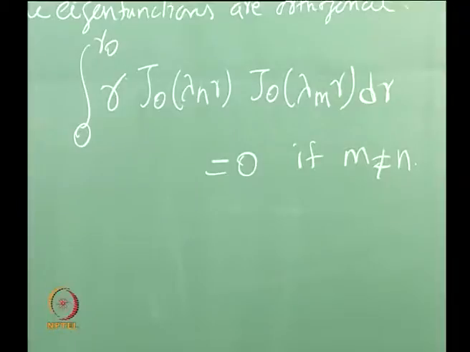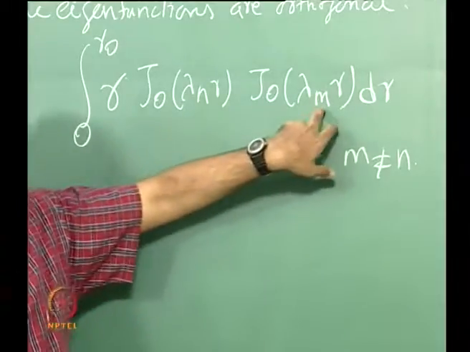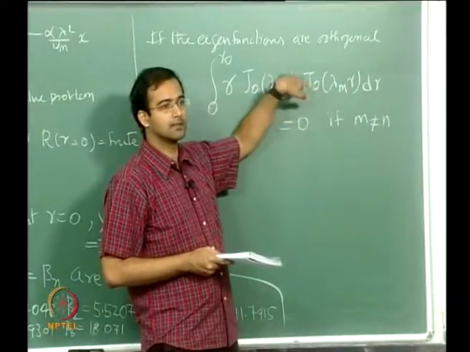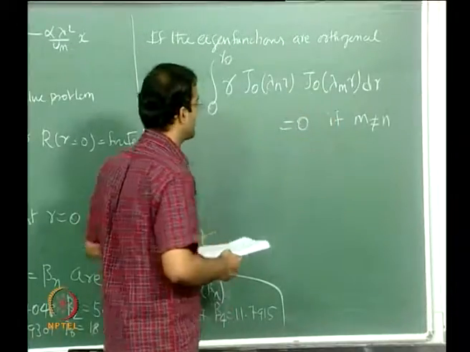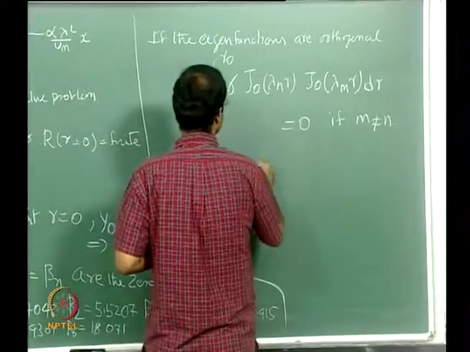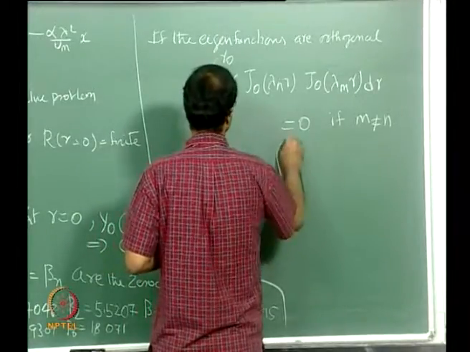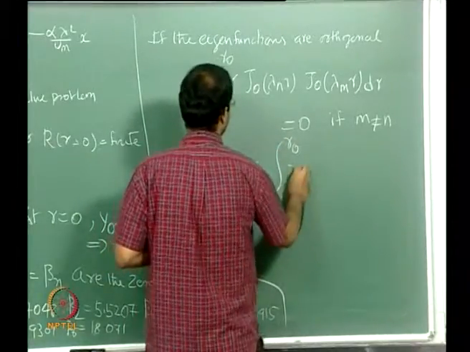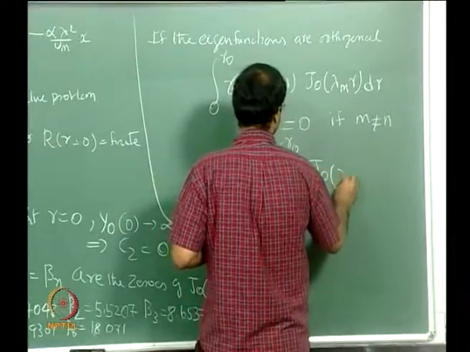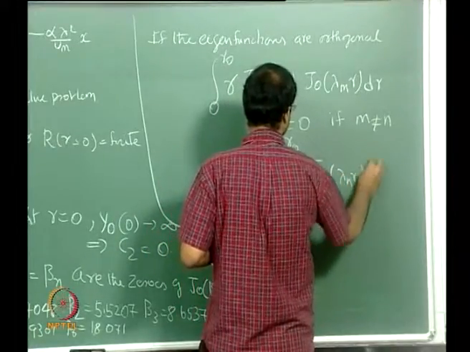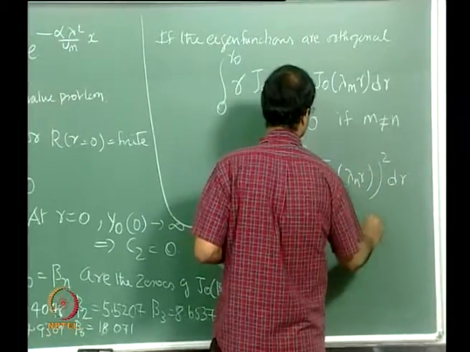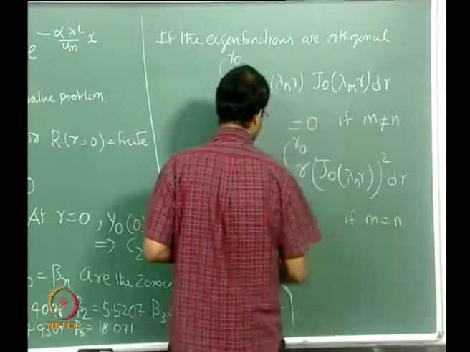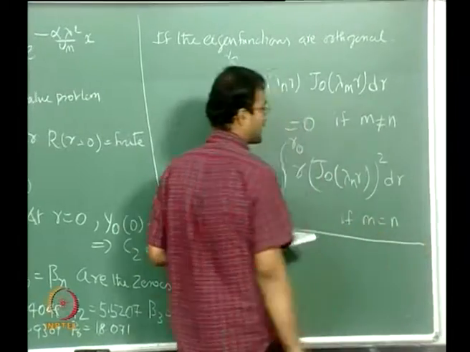Only if m equals n, the eigenvalue integer corresponds exactly the same, then you have some finite, non-trivial value. So this will be equal to the integral from 0 to r naught of r into (J0(lambda_n r)) the whole square dr if m equals n. So this is the principle of orthogonality basically.